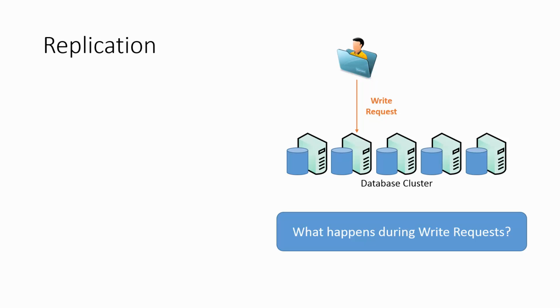Now, if a client makes a write request to a single server, that data must be copied to all of the other servers. Otherwise, the data might be inconsistent. And we'll cover consistency in a later video, and it's a fairly large and complicated topic, but this should just give you an idea of the limitation of replication.